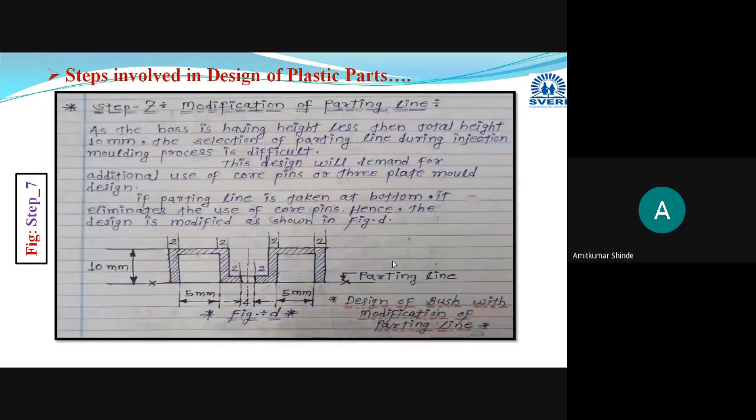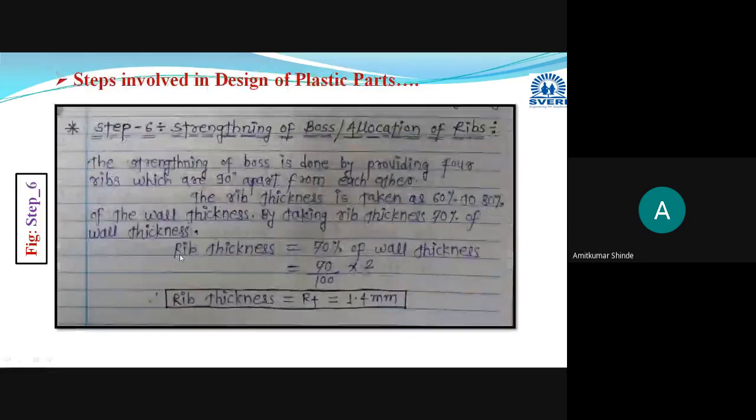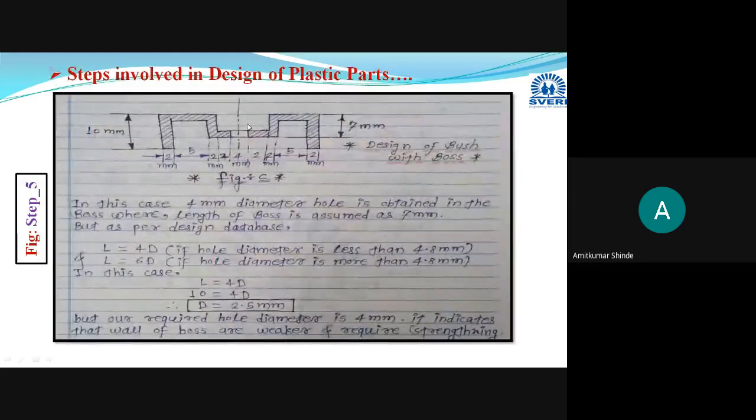Then the next stage is the modification of the parting line. We have just modified the previous design. Please consider this design. Here we have considered the height or length of the boss as 7 millimeter. From this diagram you can clearly see that as we have considered 7 millimeter height, two parting lines will be there. One parting line will come at this surface and one parting line will come at the bottom.